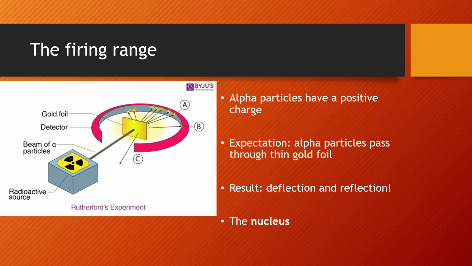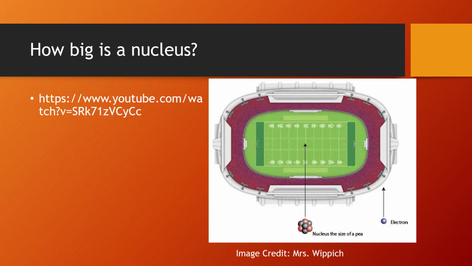But what he saw was not only that some of these were deflected, but that some of them bounced straight back at the beam. And this was the nucleus. So he hypothesized that within the atom there is a small area that contains the protons and neutrons that would be the nucleus of an atom. Now, to think how small, if you had a pea sitting in the middle of a football stadium, that pea would be the nucleus and the football stadium would be the electron cloud around it.